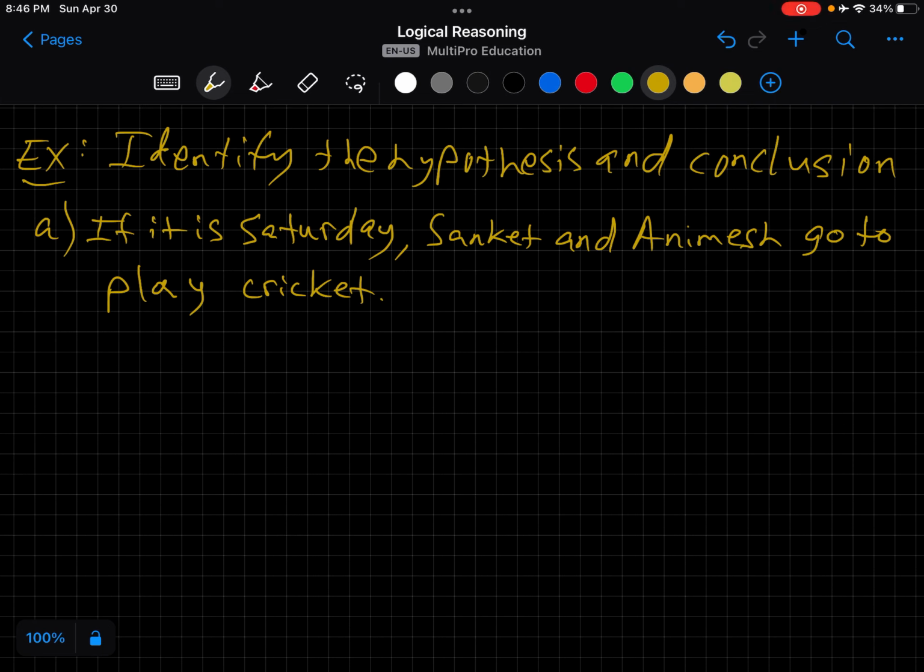Okay? So which part of this statement is the hypothesis? So the hypothesis is if it is Saturday. So if it's Saturday, then something else becomes true. And what is the conclusion? Well, if it is Saturday, the conclusion is that Sanket and Animesh go to play cricket. Okay? All right. Let's look at another example.